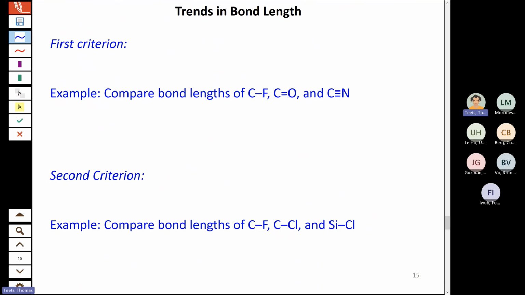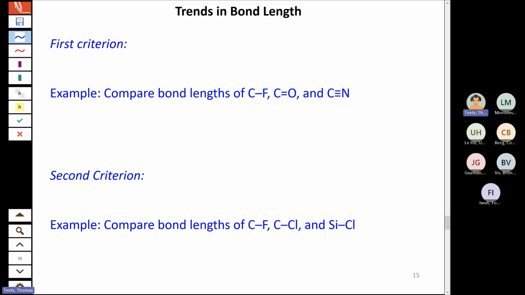So a common problem you might see on upcoming homework assignments that deal with this chapter is, what are the relative bond lengths of these three? So I'm going to give you here three: C-F, C double bond O, C triple bond N. Which one's the longest? Which one's the shortest? What order do they come in?